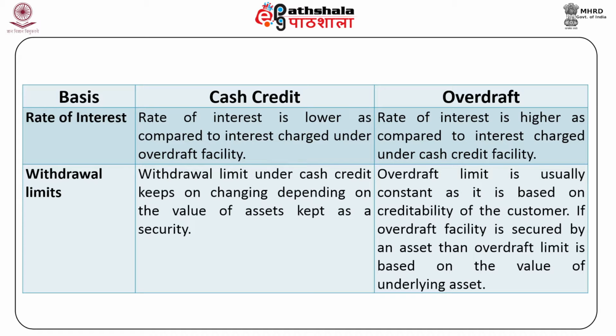Withdrawal limits. Withdrawal limit under cash credit keeps on changing depending on the value of assets kept as security. Overdraft limit is usually constant as it is based on the credibility of the customer. If the overdraft facility is secured by an asset, then the overdraft limit is based on the value of the underlying asset.